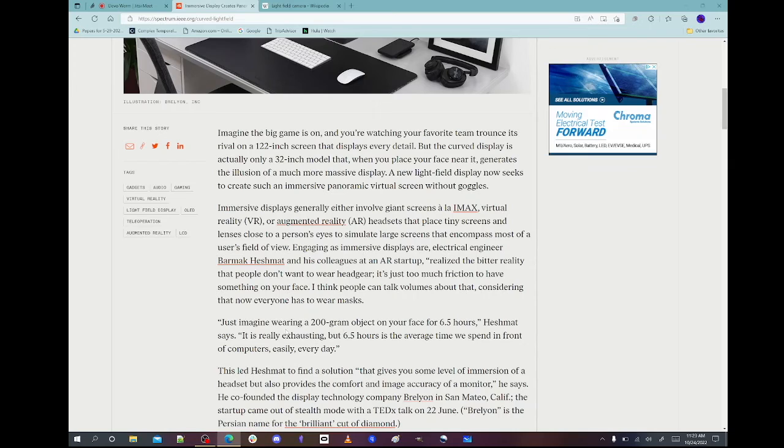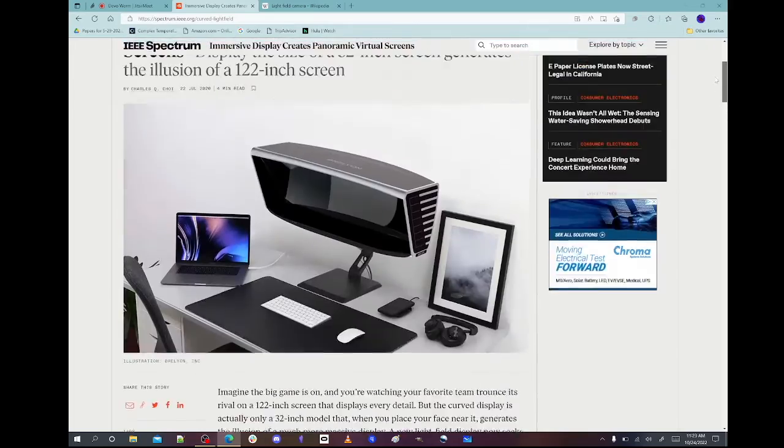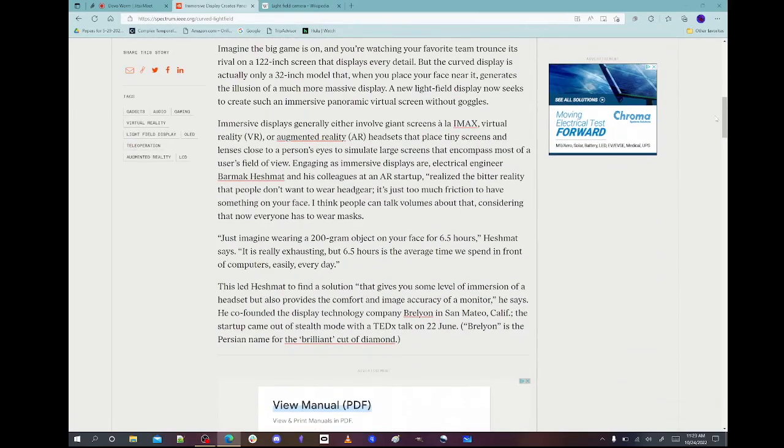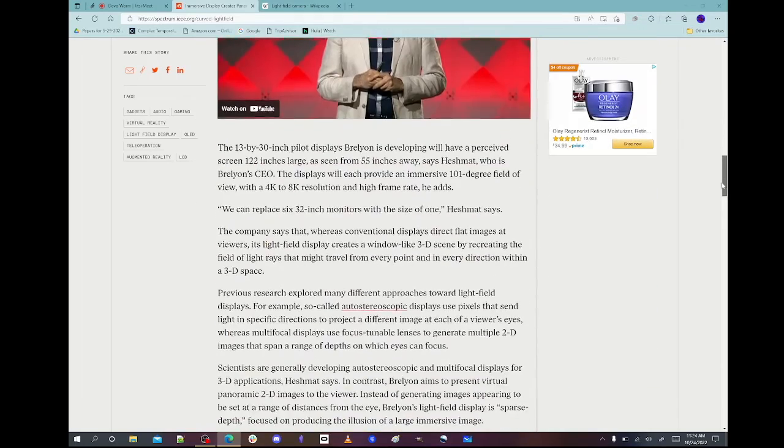So just imagine wearing a 200-gram object on your face for 6.5 hours. It's really exhausting, but 6.5 hours is the average time we spend in front of computers easily every day. And so this led this inventor to come up with some level of immersion in a display that you don't have to wear on your face. So this is like merging virtual reality and this sort of light field imaging, because the information that's captured through light field imaging can be processed in different ways to make it immersive, because you have many, many different fields of view and you can render all of those. So this goes through this technology, this application here.